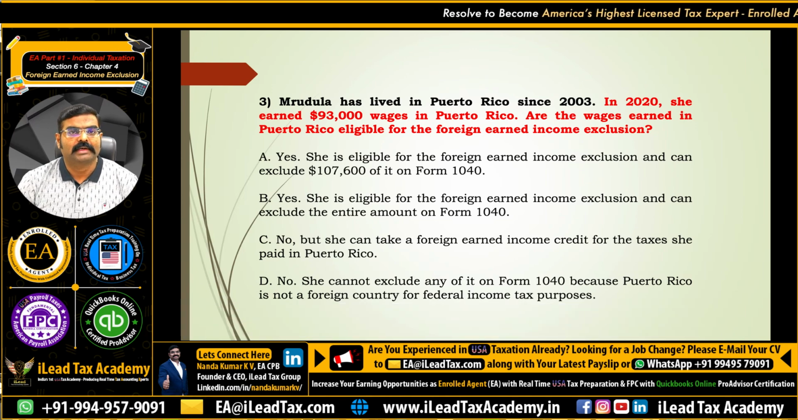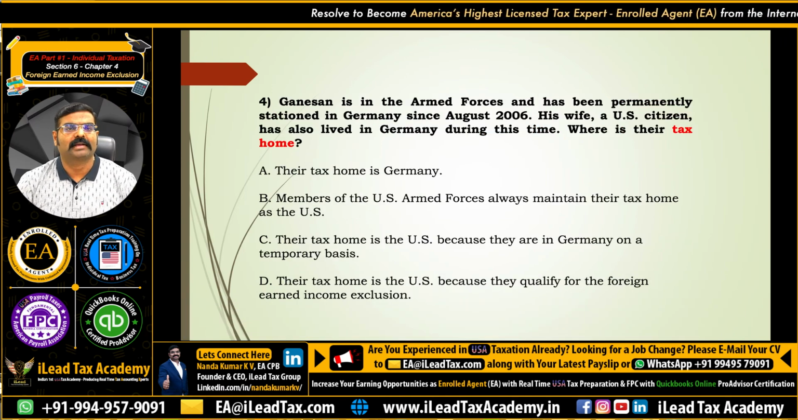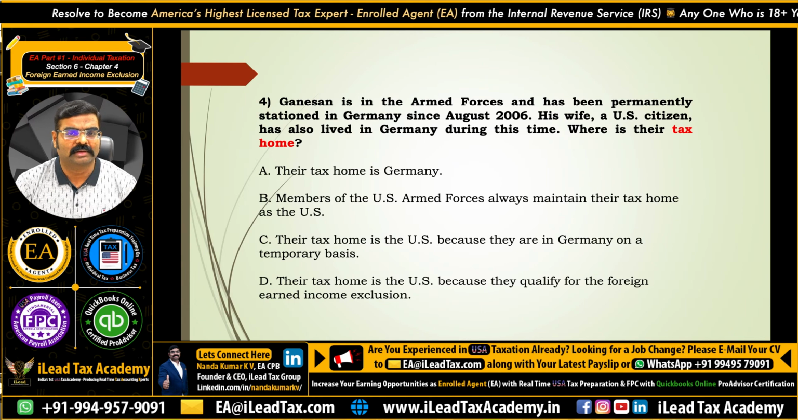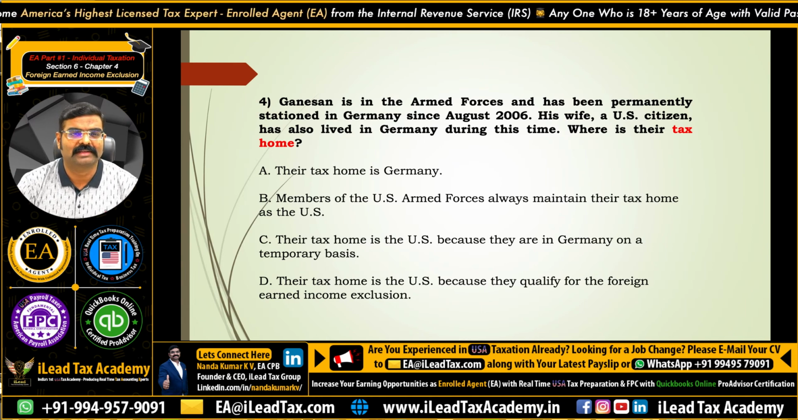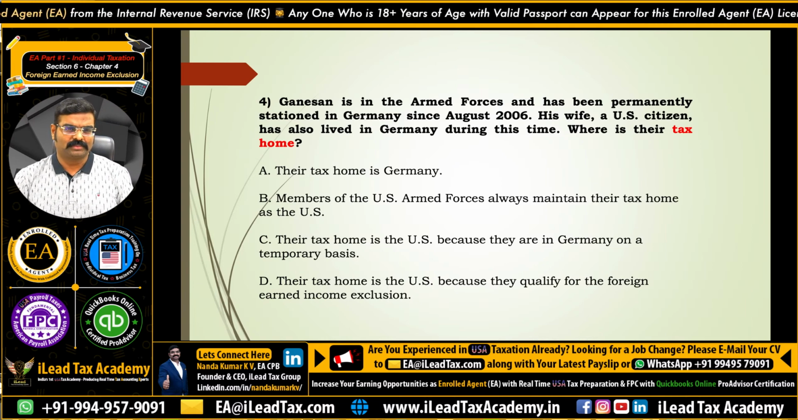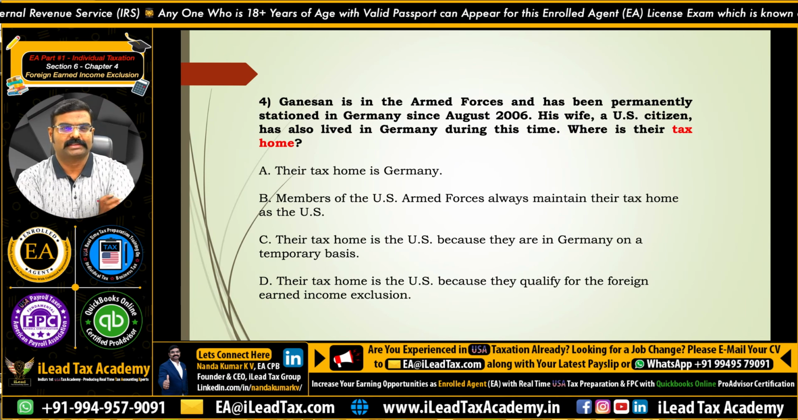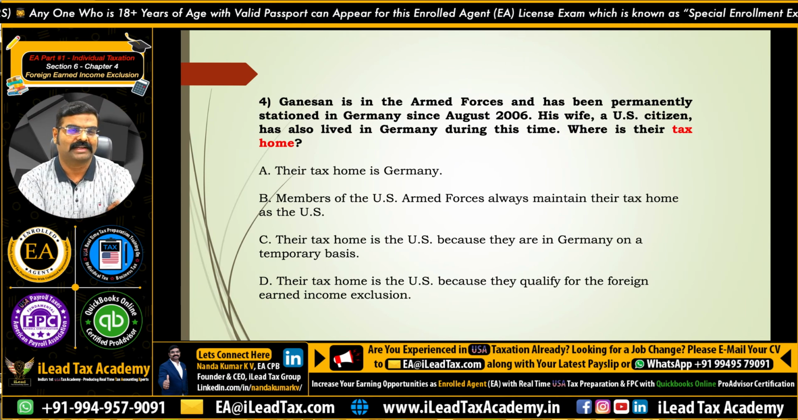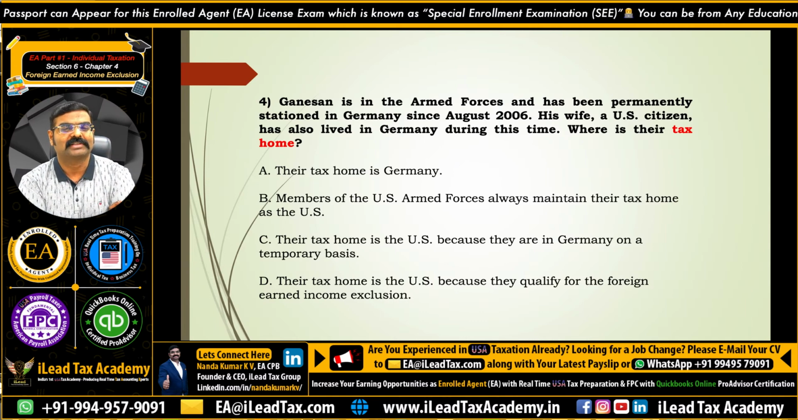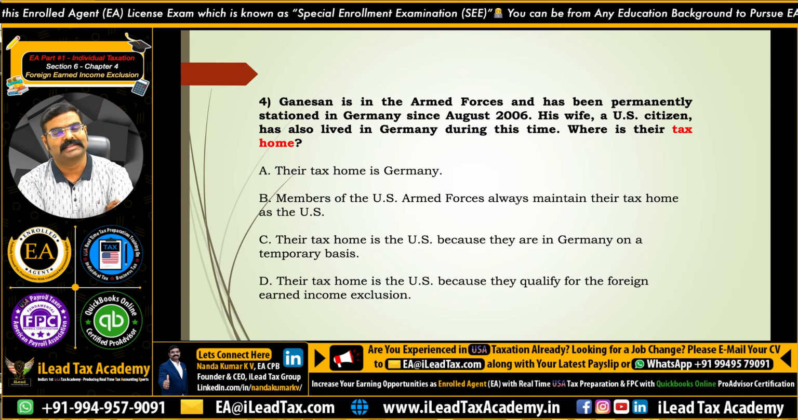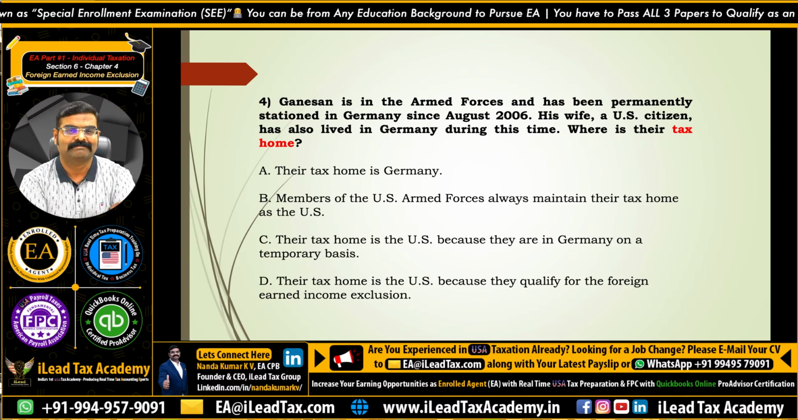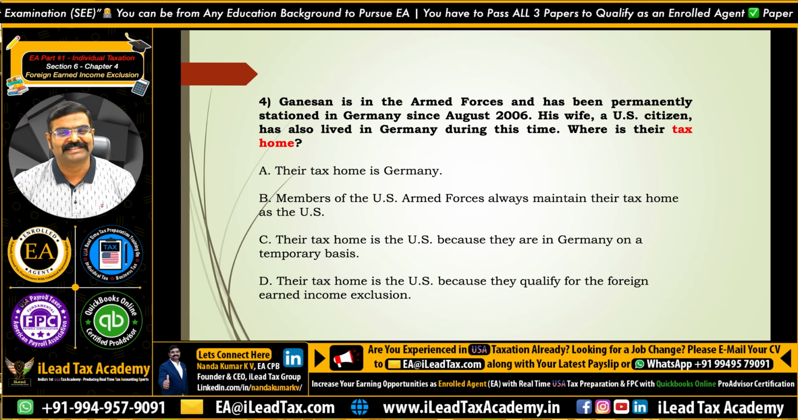Fine, let's take up the next question. Ganeshan is in the armed forces and has been permanently stationed in Germany since August 2006. His wife, a US citizen, has also lived in Germany during this time. Where is their tax home? Their tax home is Germany. Next, members of the US Armed Forces always maintain their tax home as the US. Their tax home is the US because they are in Germany on a temporary basis. Next, their tax home is the US because they qualify for the foreign earned income exclusion. Which one do you think is the right answer?